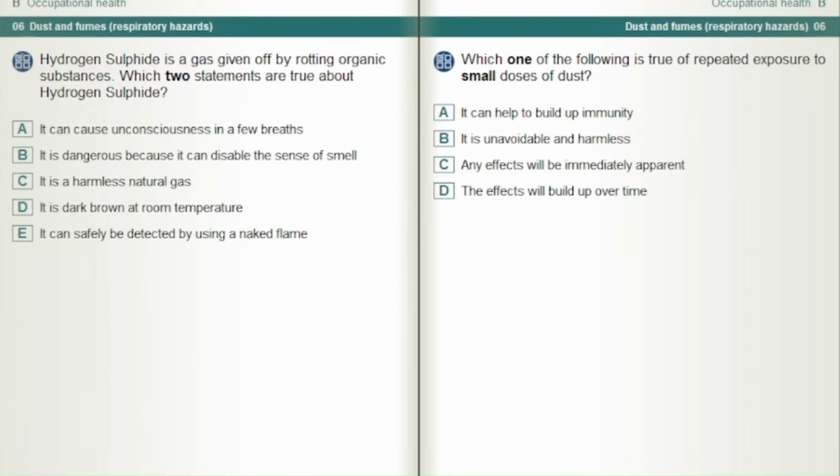Which one of the following is true of repeated exposure to small doses of dust? It can help to build up immunity. It is unavoidable and harmless. Any effects will be immediately apparent. The effects will build up over time.